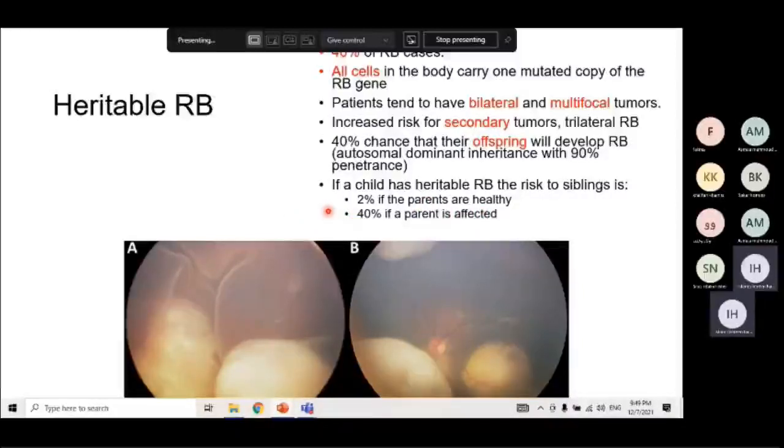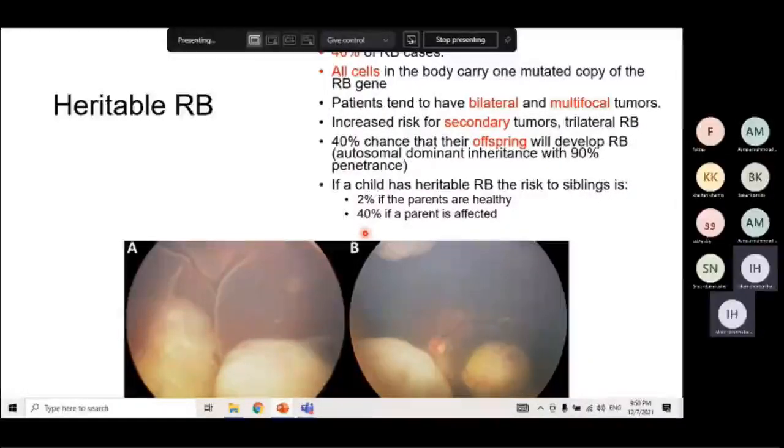Okay, so the question that you will need to ask if the patient has a heritable retinoblastoma like this is to ask about the parents. Did any of you suffer retinoblastoma during childhood? If the answer is no, then it's a 2% risk. If they had retinoblastoma, then it's a 40% risk.